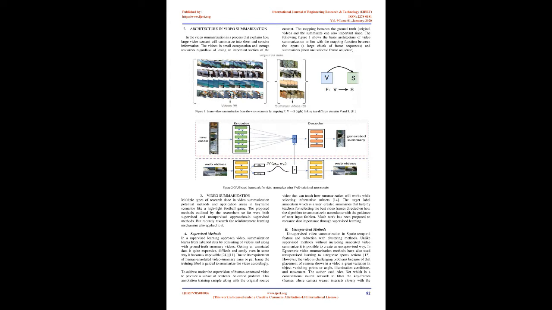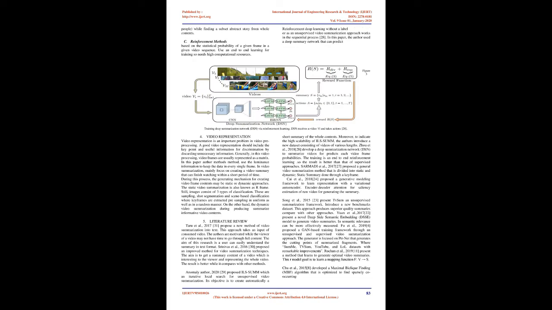This is a selection problem. The annotated training samples along with the original source video can teach how summarization works while selecting informative subsets. The target label annotation, which is a user-created summary, helps as a teacher for selecting the best video frames, directing the algorithm on how to summarize in accordance with user input. Much work has been proposed to measure shot importance through supervised learning.